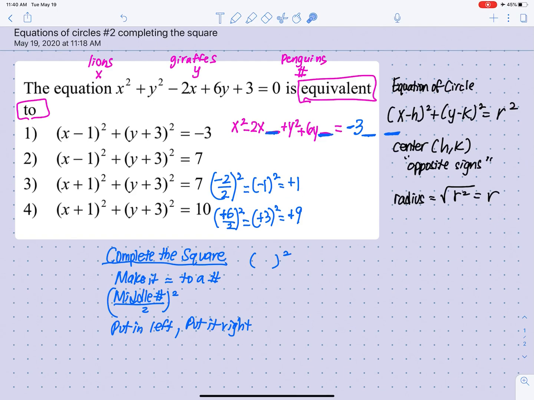So, a quick review from the beginning. Complete the square, make it equal to a number. So we have this number, we brought it to the other side. Middle number, divide by 2, square it. And now what we got, we're going to put it on the left and put it on the right.